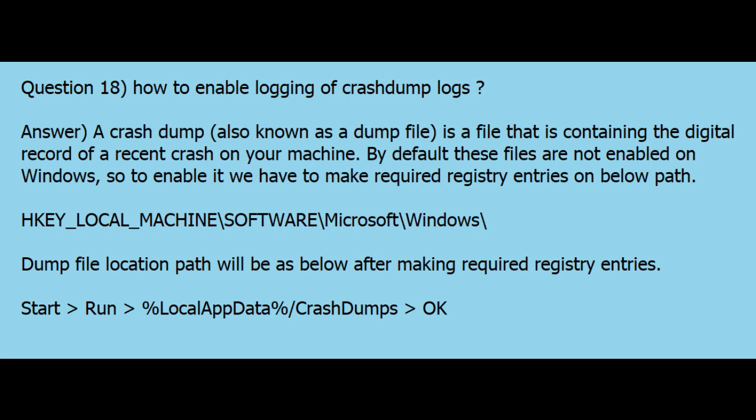Question 18. How to enable logging of crash dump logs? Answer. A crash dump, also known as a dump file, is a file containing the digital record of a recent crash on your machine. By default, these files are not enabled on Windows. So to enable it, we have to make the required registry entries on the below path. HKEY_LOCAL_MACHINE\SOFTWARE\Microsoft\Windows. The dump file location path will be as below after making the required registry entries. Start, go to Run, type %LOCALAPPDATA%\CrashDumps, click OK.